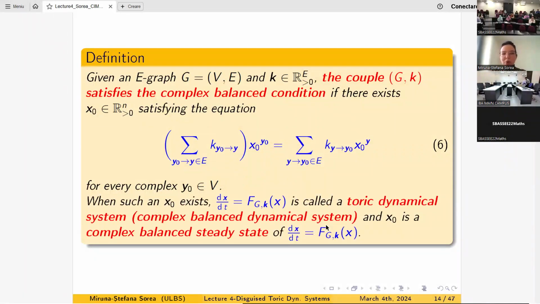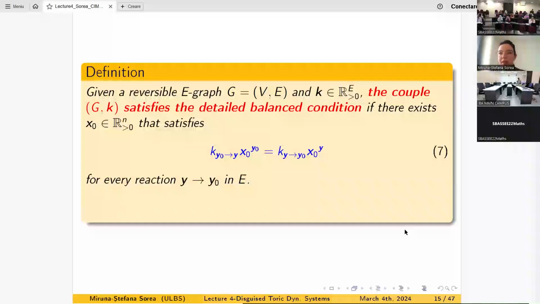And now, to remember, when we have such an x0, a steady state that satisfies such a complex balancing condition, we say that the system is toric. Okay, it's a toric dynamical system. Or we also say that it's a complex balanced dynamical system. X0 then is a complex balanced steady state.